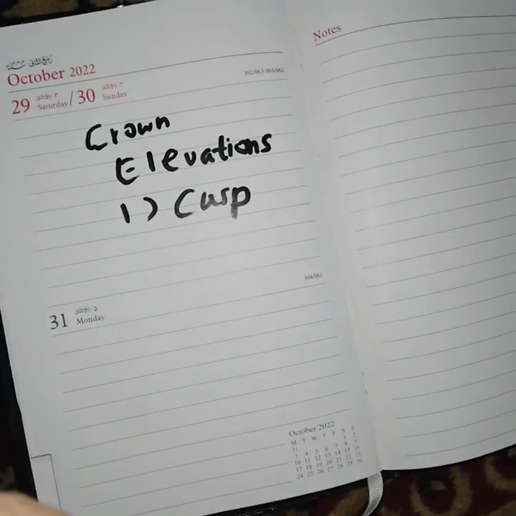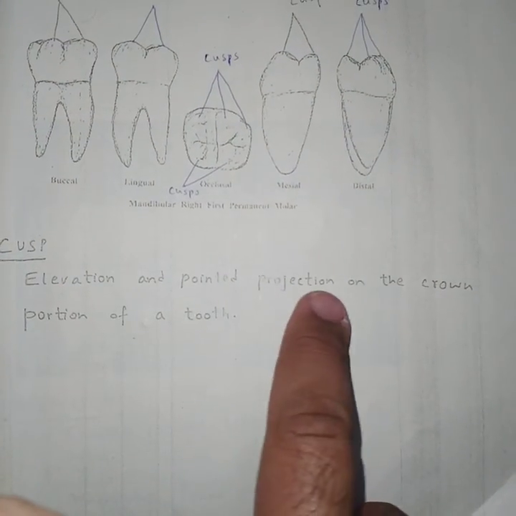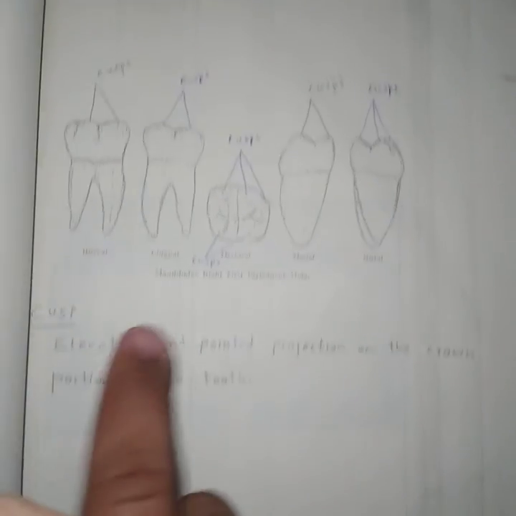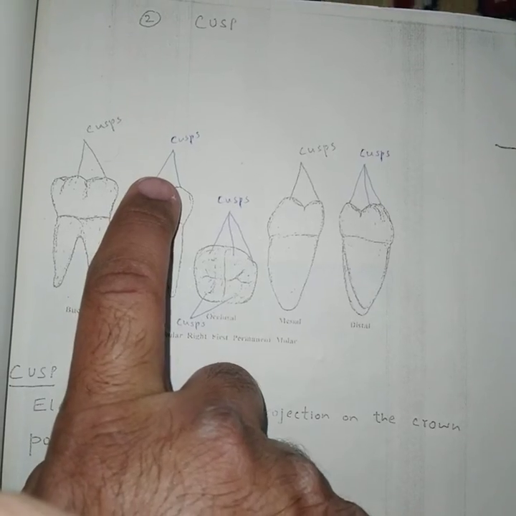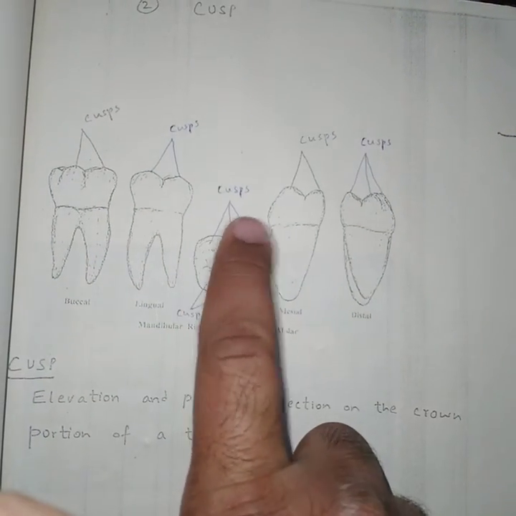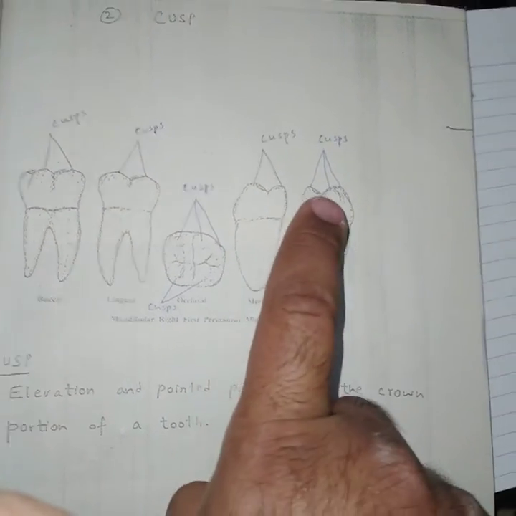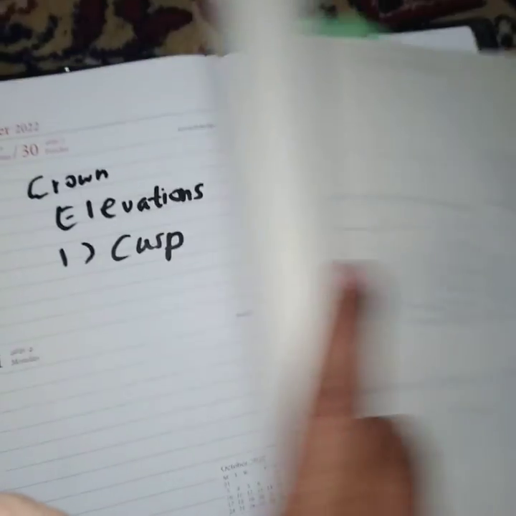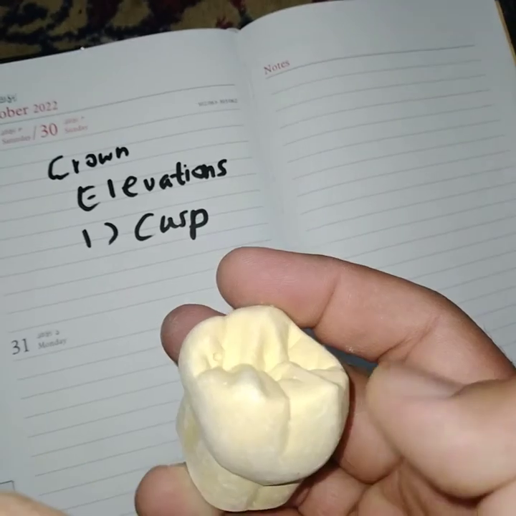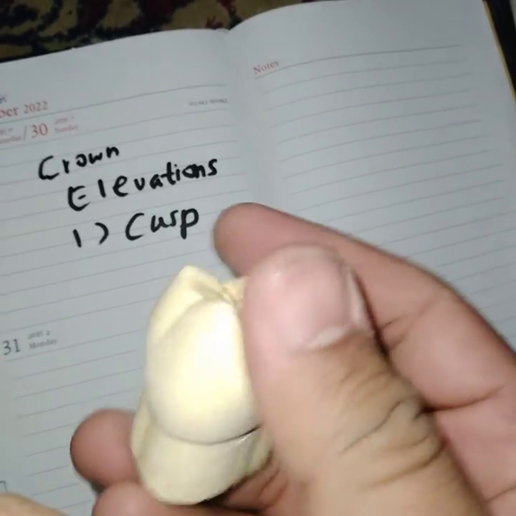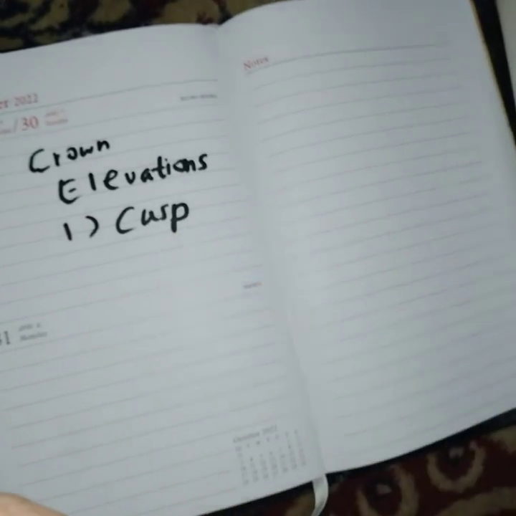So cusp is the elevation and pointed projection on the crown portion of a tooth. This is cusp. These are cusps. This is cusp, this pointed projection. This pointed projection is cusp.